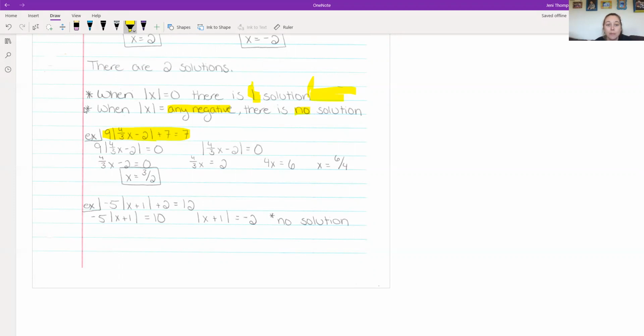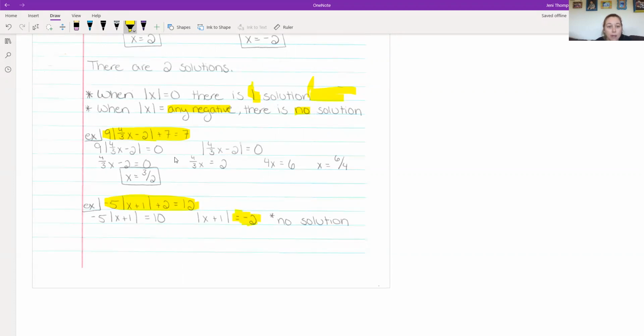Okay, let's take a look at an example when our absolute value equals a negative number. So here is our problem. Step 1, isolate the absolute value. That's always the first thing we do. So let's subtract 2 from both sides. That gives us negative 5 absolute value of x plus 1 equals 10. Then we divide by negative 5 to isolate our absolute value. That gives us absolute value of x plus 1 equals negative 2.